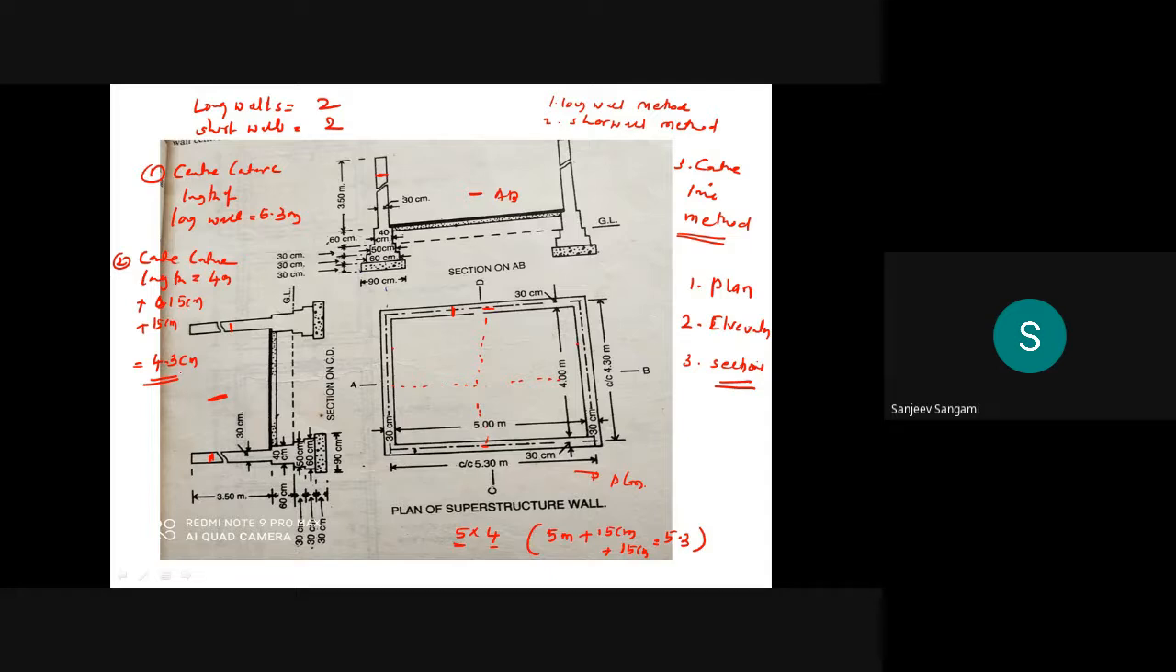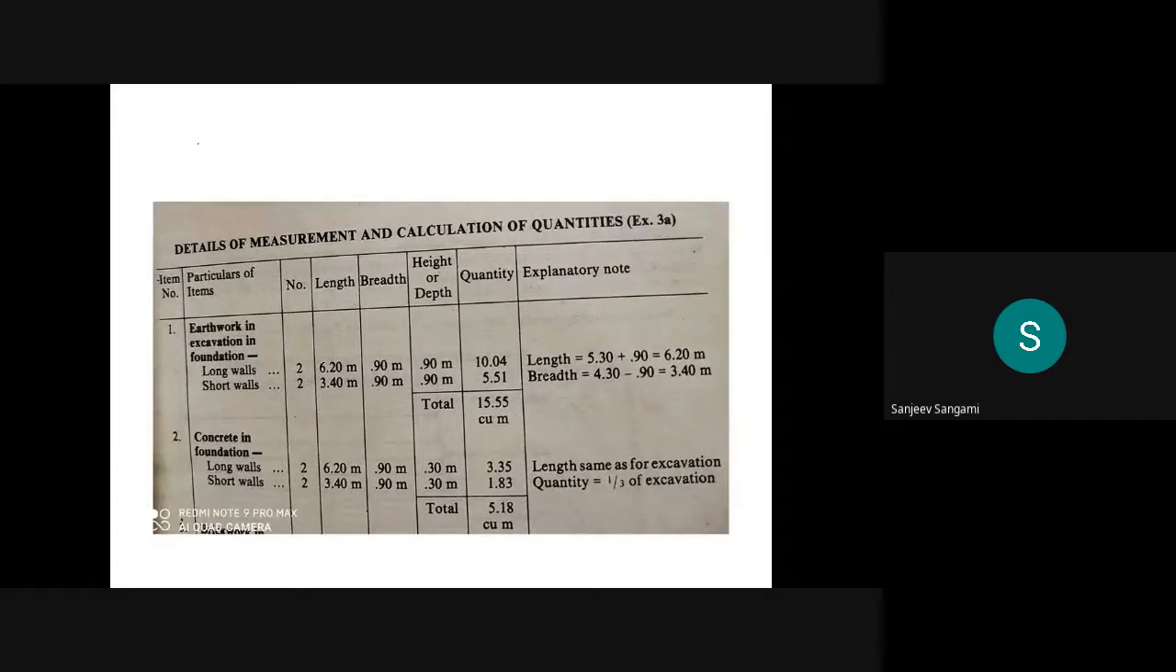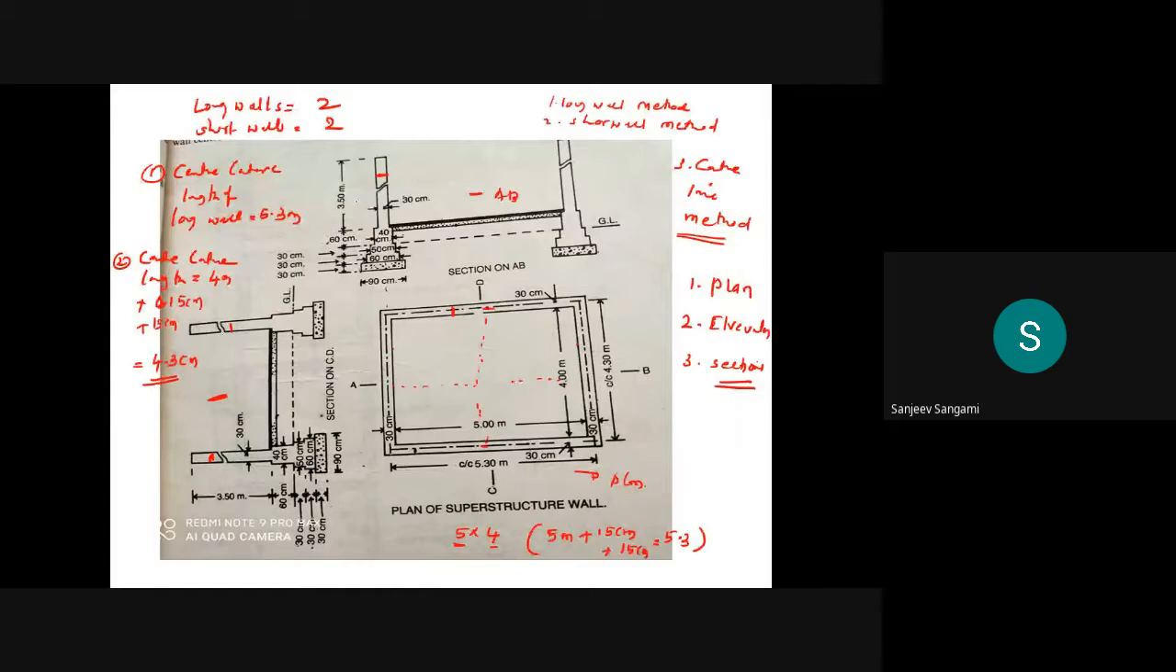So using the long wall method and short wall method for the calculations, whenever you are considering the long walls, we will see one more thing. Before going to that, starting from the excavation till the walls area, how many items are there, that we have to see. So this is what we can see here.